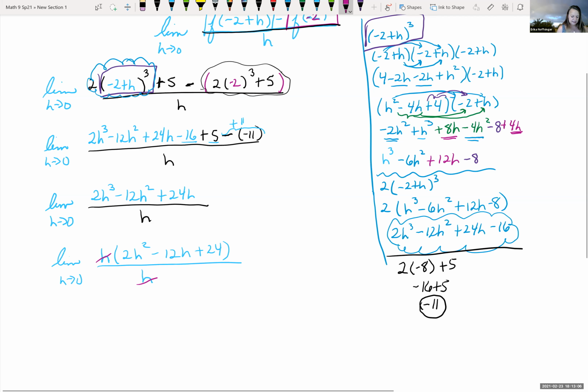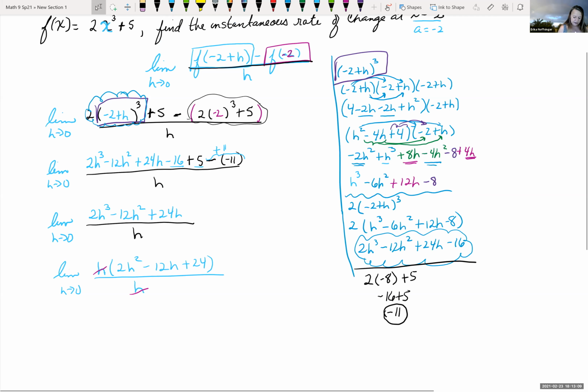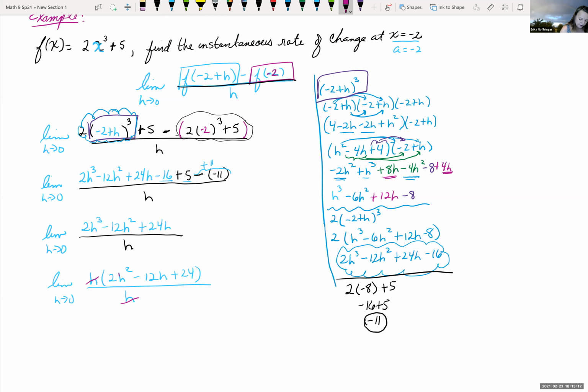And so if we look at this, as the limit is approaching 0, now we can do our direct substitution. So if we plug in 0 wherever we see an h, we get 2 times 0 squared minus 12 times 0 plus 24. And so we're left with 24. So the instantaneous rate of change of the function f of x equals 2x cubed plus 5 at x equals negative 2 is equal to 24.